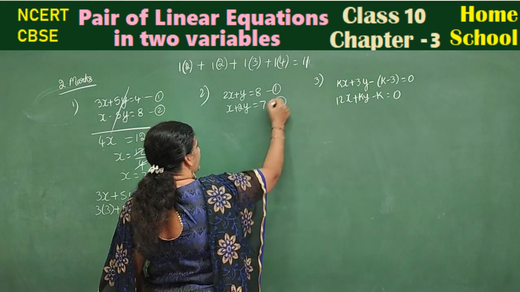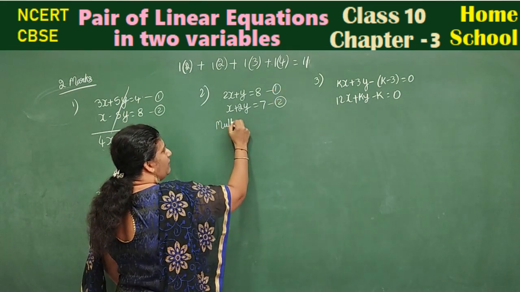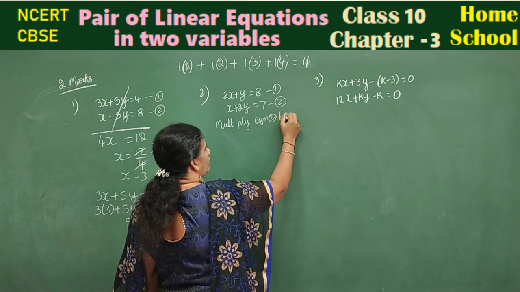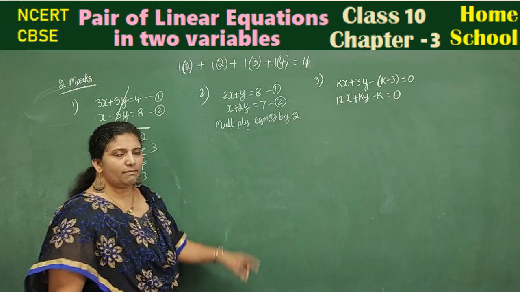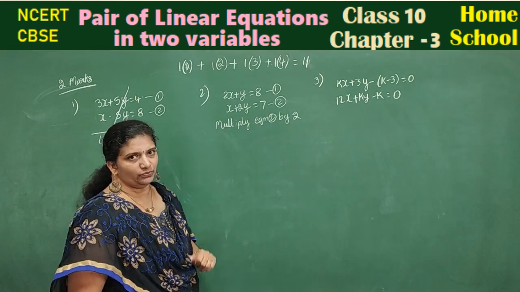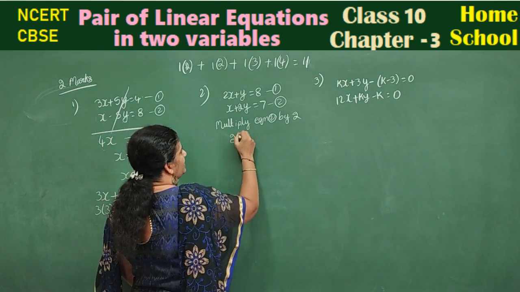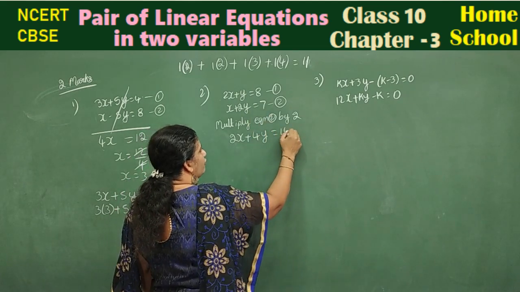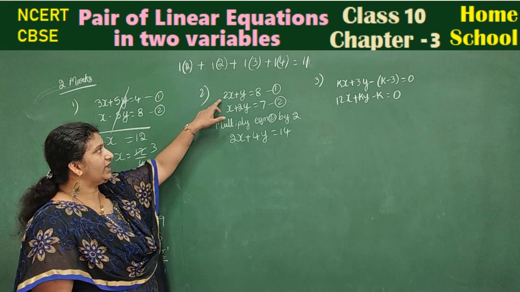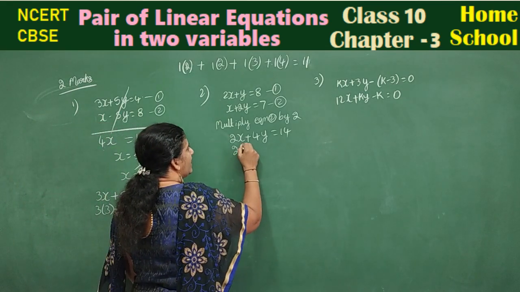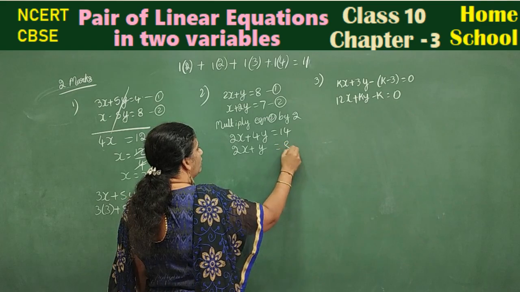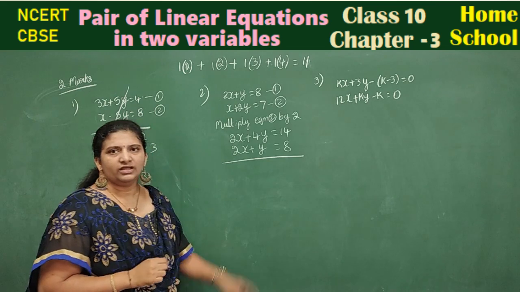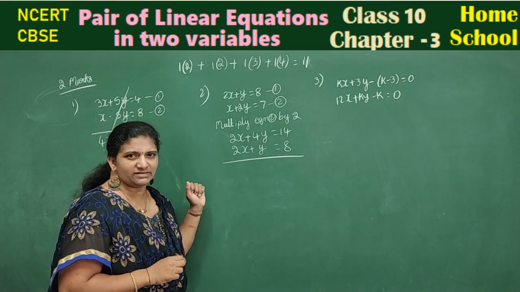Mark it 1 and mark it 2. Multiply equation 2 by 2. Multiply this equation by 2. 2x plus, 2 2s are 4y, 7 2s are 14. Okay, now take the first equation, 2x plus y is equal to 8. Observe these two are positive. These two are positive means you cannot cancel.